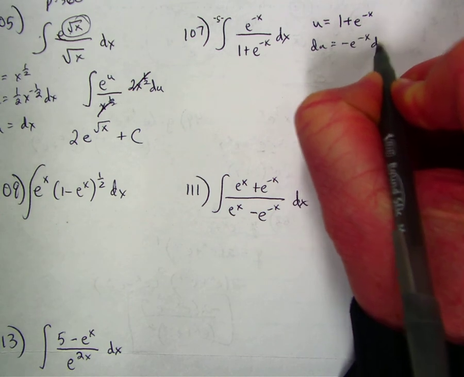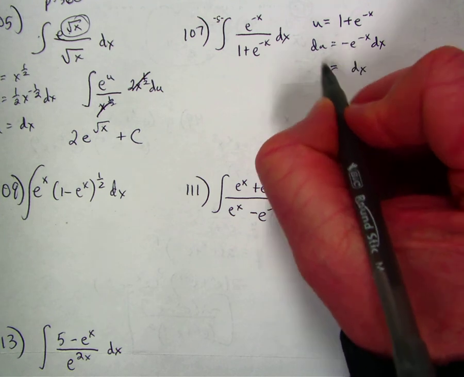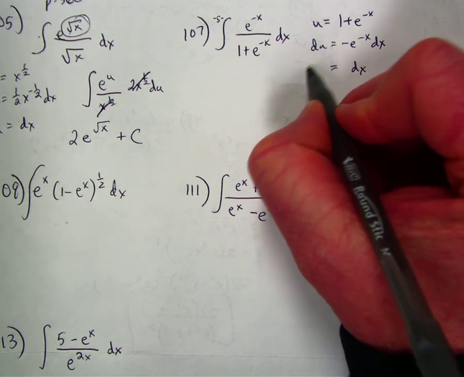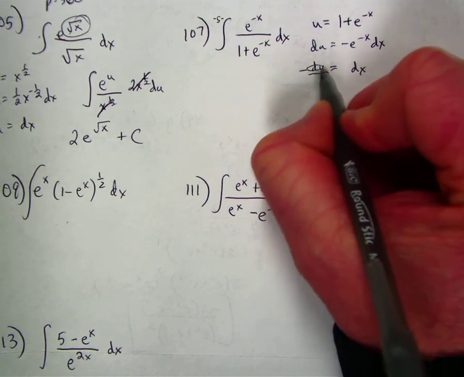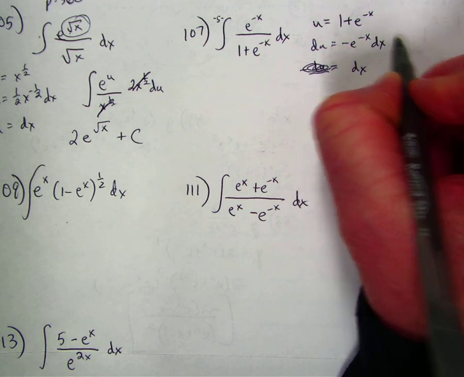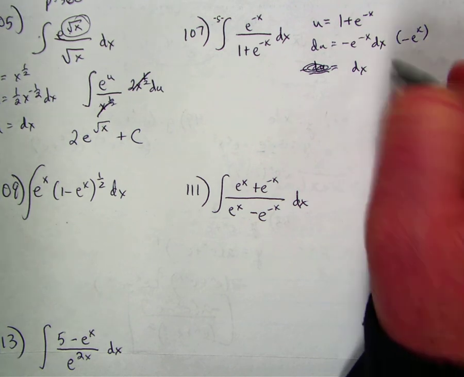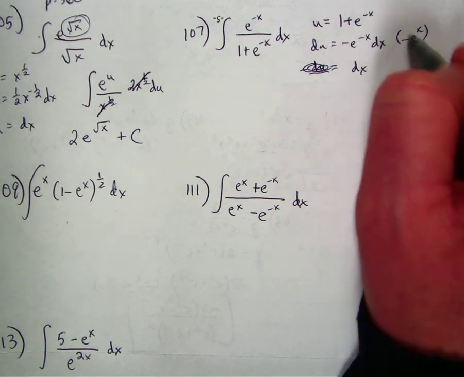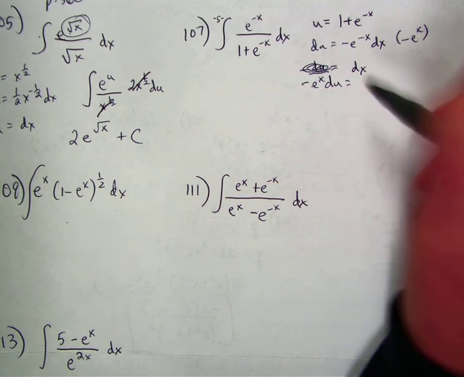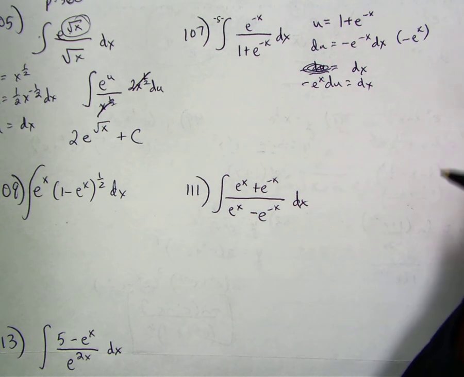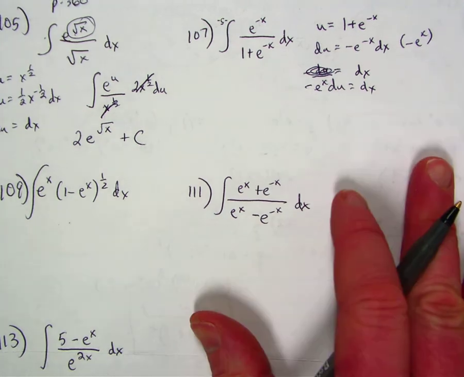Derivative, so multiply or divide, however you want to solve that. So you get negative du over, oops, sorry. We're going to multiply by negative e to the x, because when you multiply those e's, you're going to get e to the 0. So negative e to the x du equals dx. Well, let's see if something goes away.